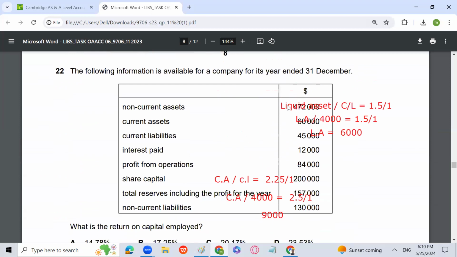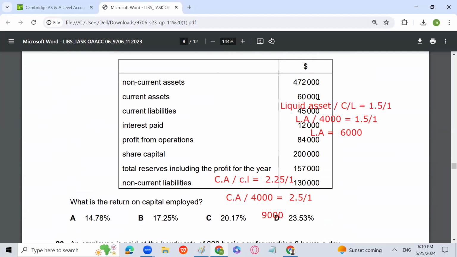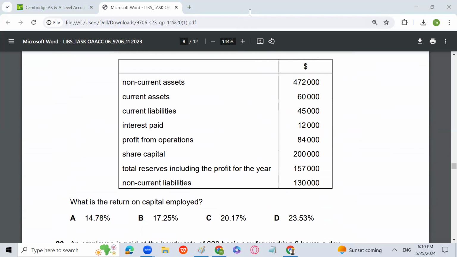Following information is available for a company for its year end 31st December. What is the return on capital employed ratio? The answer, return on capital employed ratio, the formula is going to be operating profit over capital employed into 100. Operating profit means profit from operations, which is already given in the question, 84,000, divided by capital employed means equity plus non-current liability. So now let's calculate the equity. Share capital is a part of equity, that's fine, 2 lakh. Total reserves, including the profit for the year, 1,50,000.